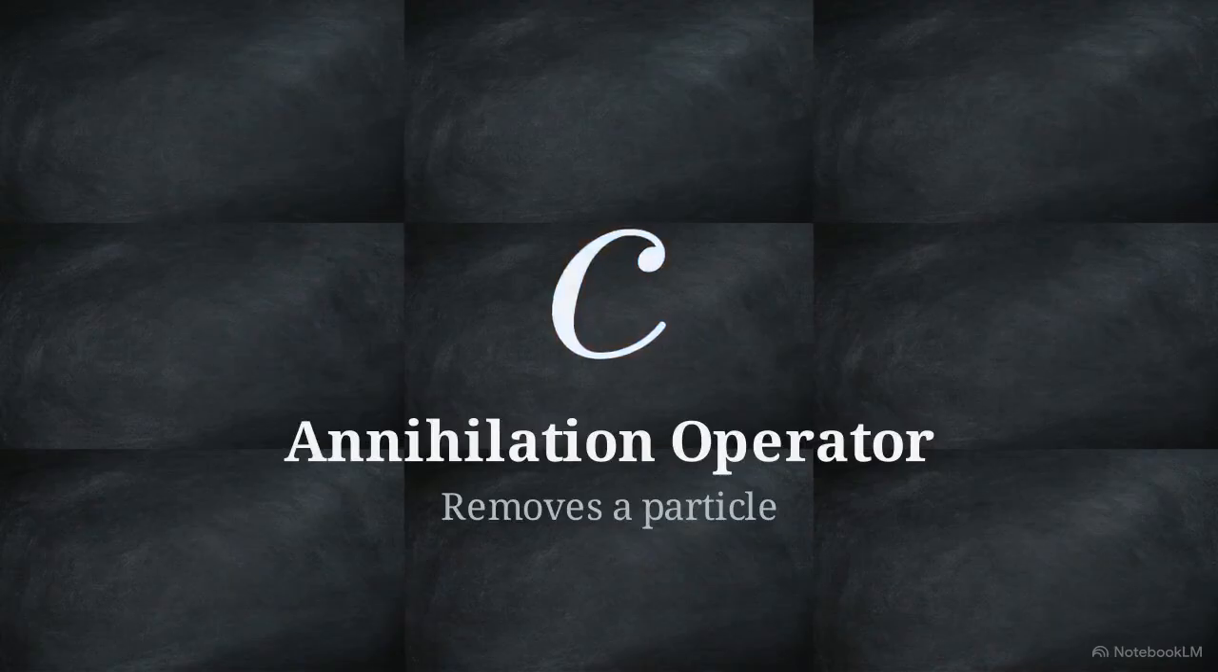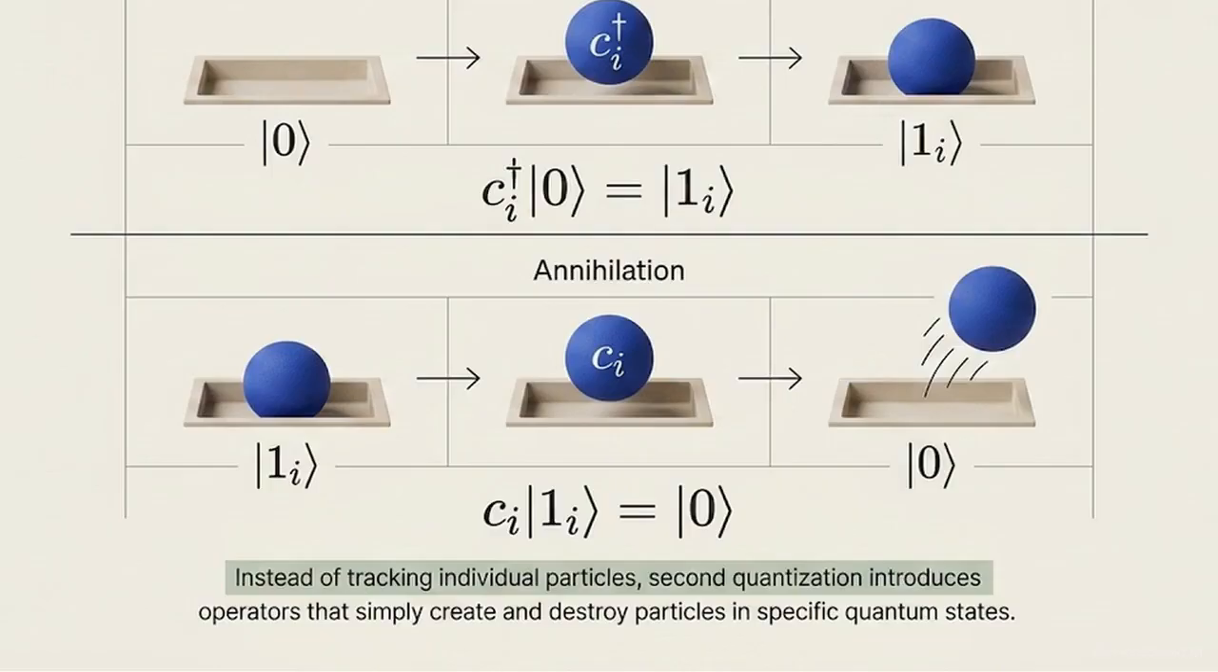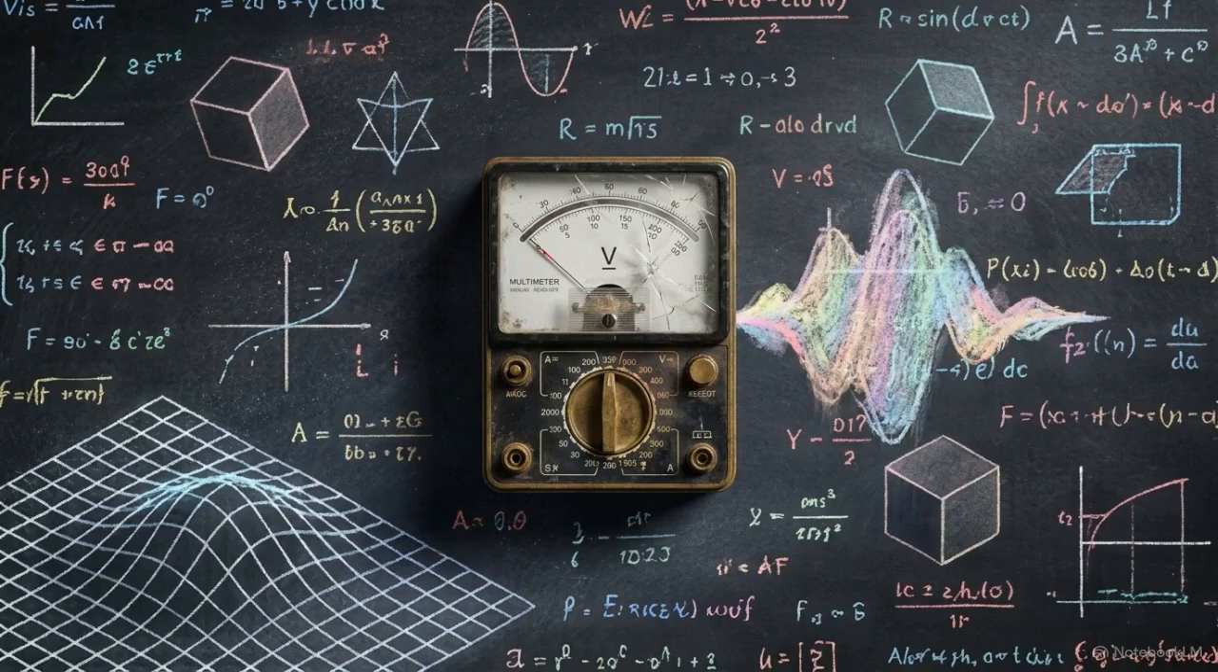Its exact mathematical inverse is the annihilation operator, written without the dagger. Down here in the bottom row, the annihilation operator acts on a state that already contains a particle, removes it, and returns that specific slot to empty. Notice how active this is.